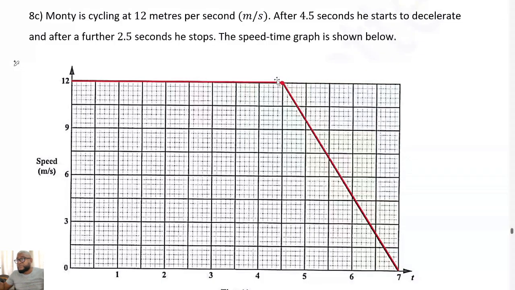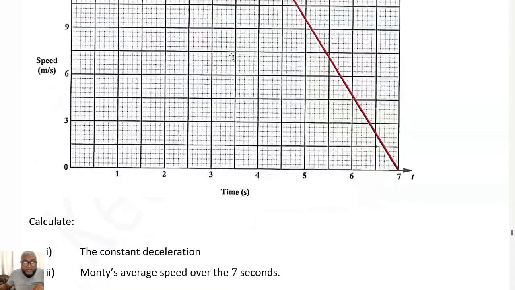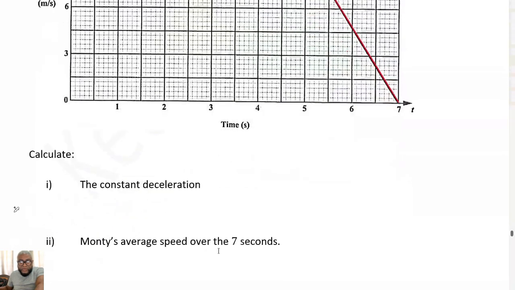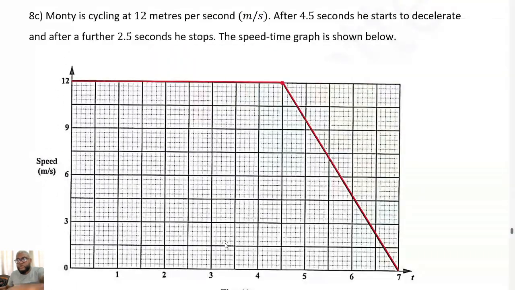So these are the things we can analyze before we even jump into the question. For that flat part of the graph, the acceleration is zero, and when it's going down this way, it's a deceleration. Look what they actually ask: calculate the constant deceleration. They want us to calculate the deceleration. So you have two stages for your graph. They did not write it in here, but for this question you have stage 1 and then stage 2.